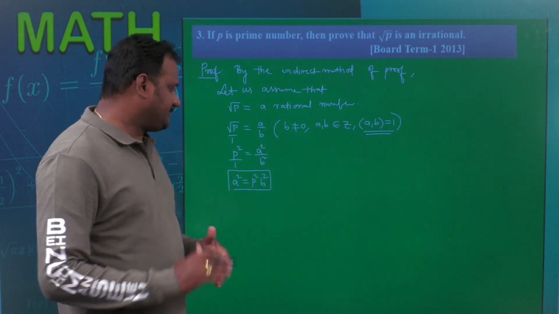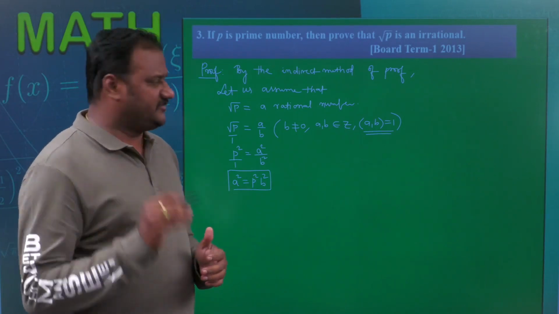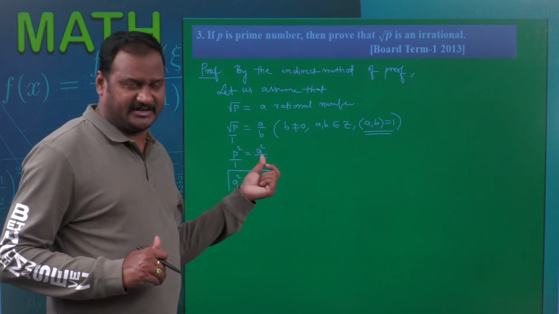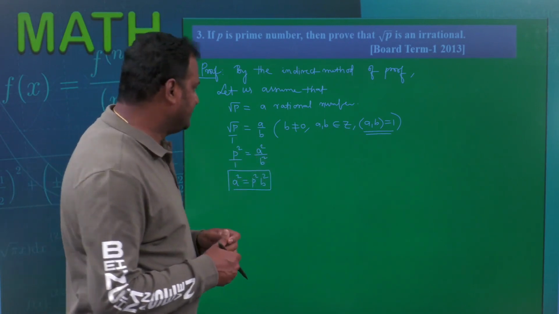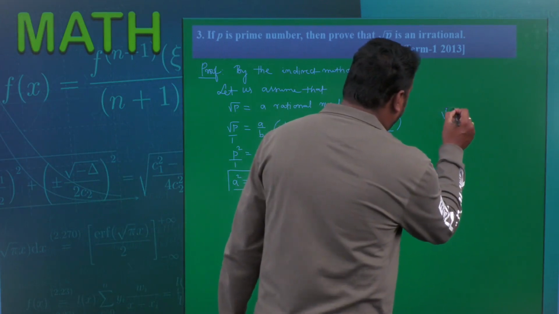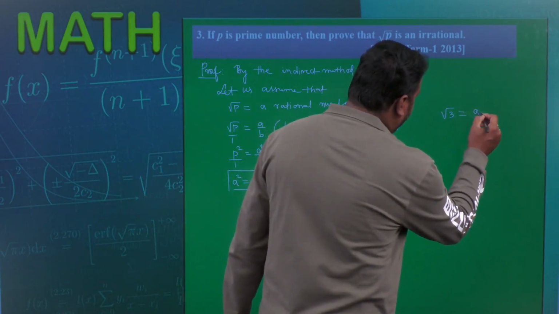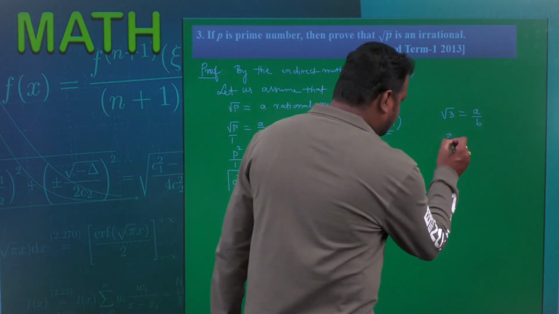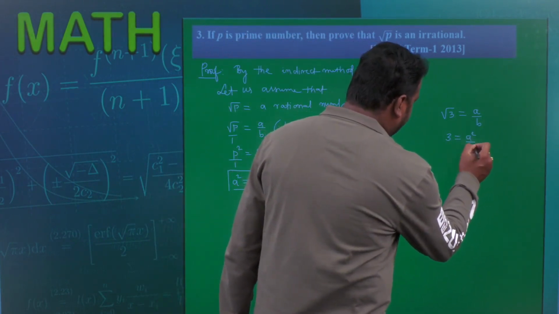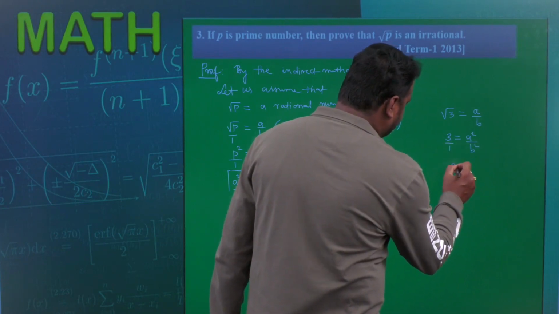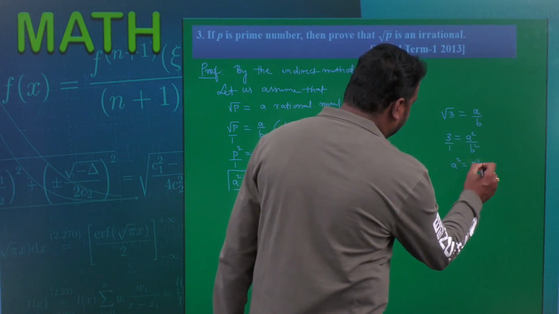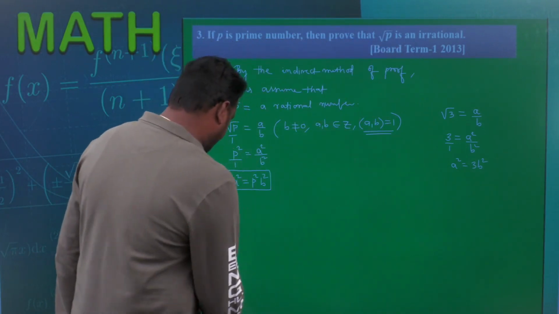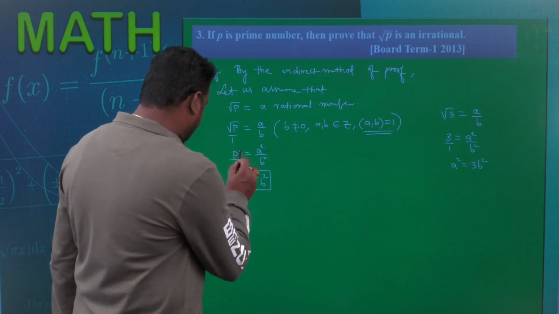I will give you one example, because everything is an unknown number, you might get confused about this. Suppose you have a number root 3. Root 3 is equal to a divided by b, for example. Squaring on both the sides, 3 is equal to a square by b square. So a square is equal to 3 b square. Sorry, I wrote p square here. A square is equal to 3 b square.